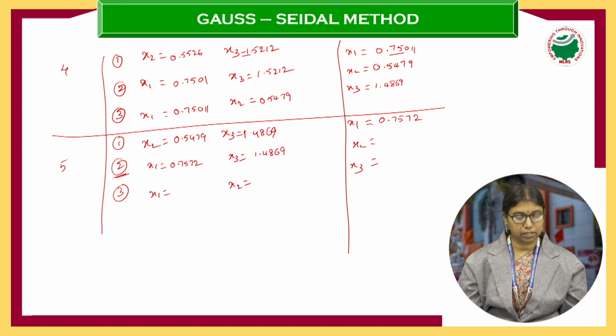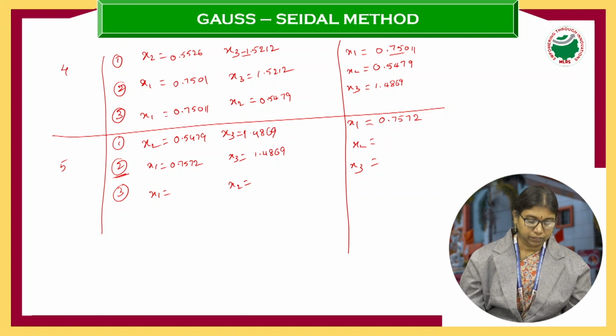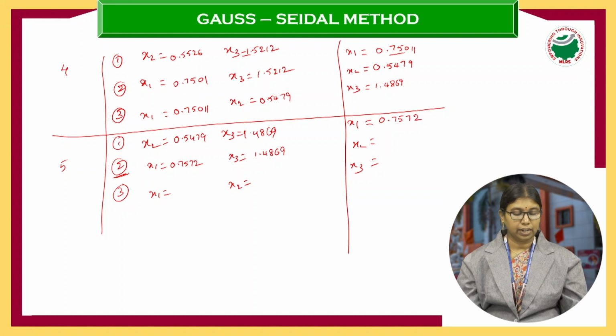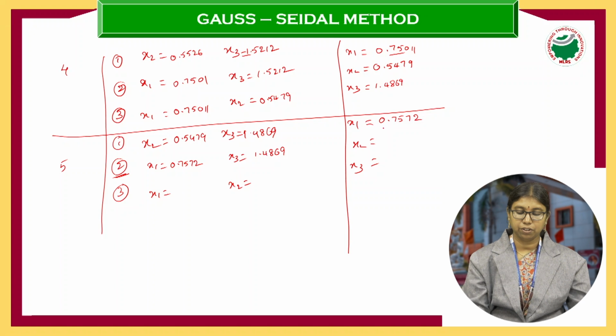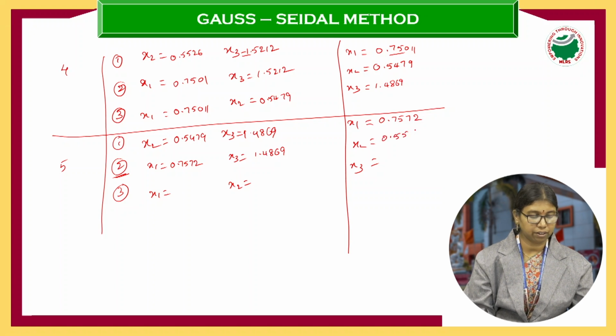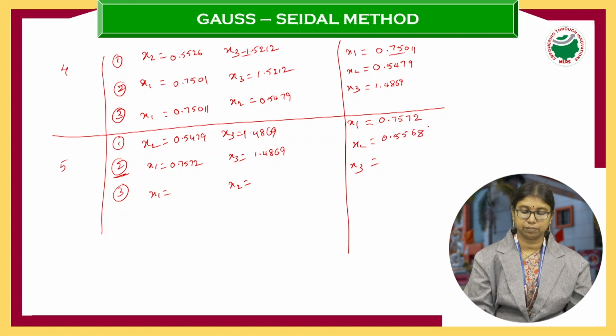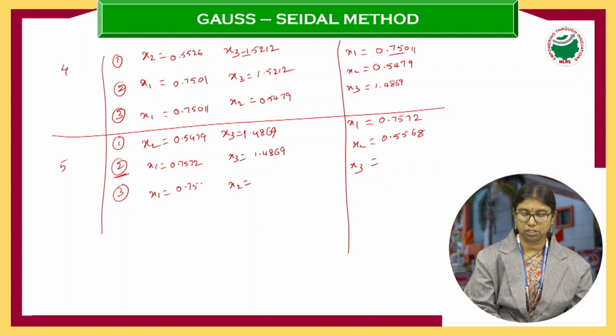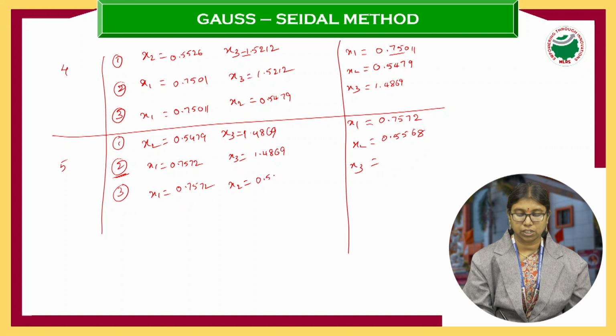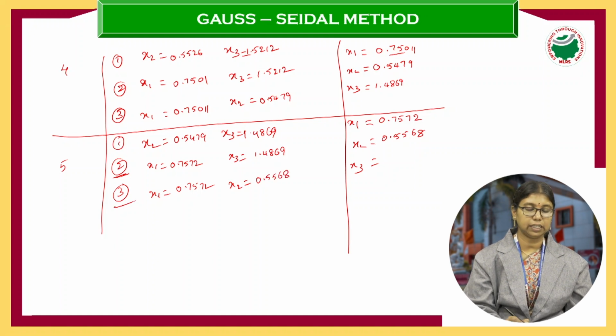So now x1, that is 0.7572, and next C, that is x3, 1.4869. Then we got x2 as 0.5568. Now take these two latest values of x1 and x2, 0.7572 and 0.5568, in the third equation.